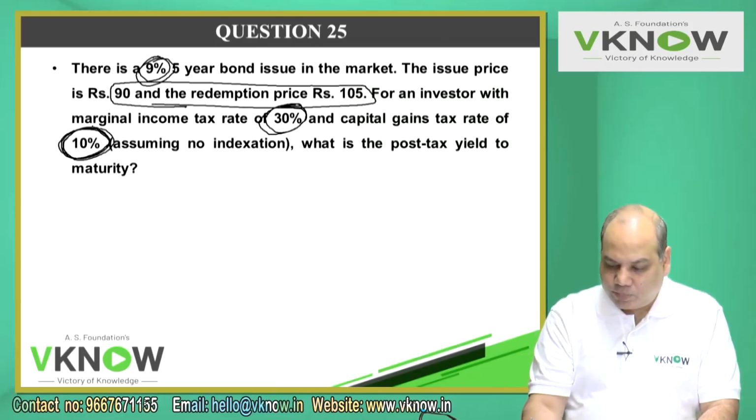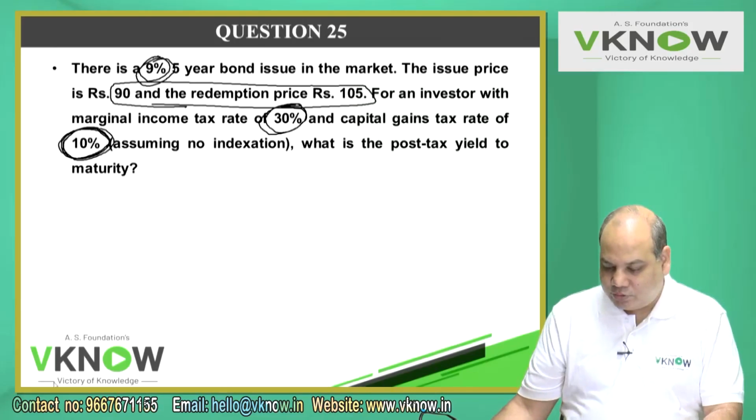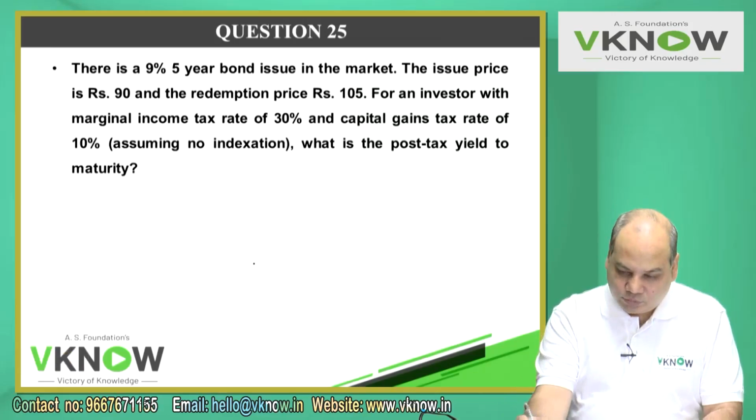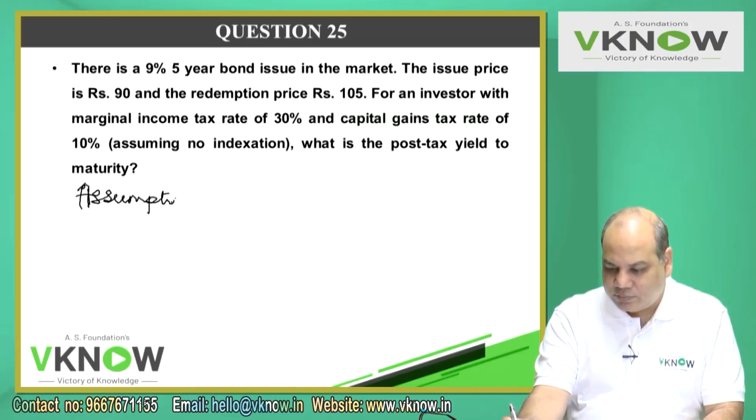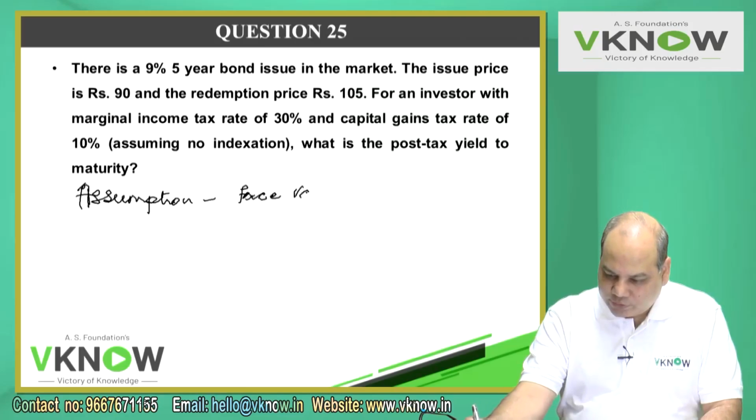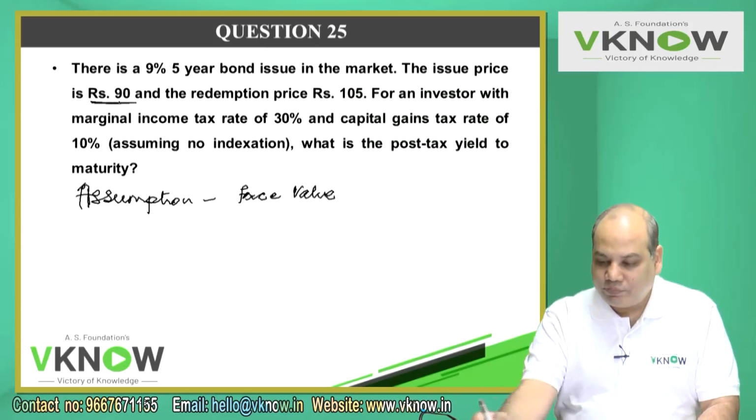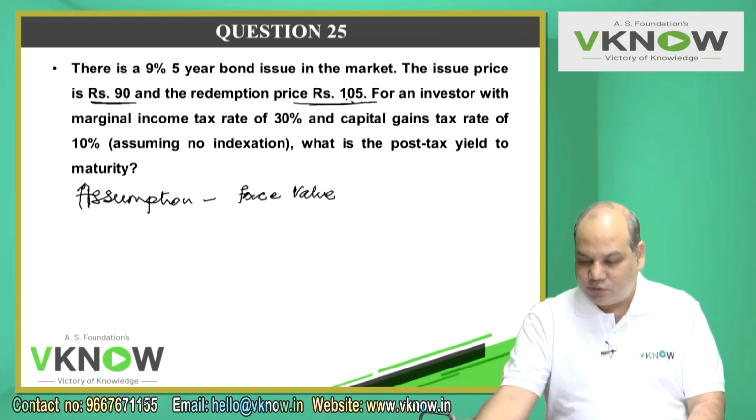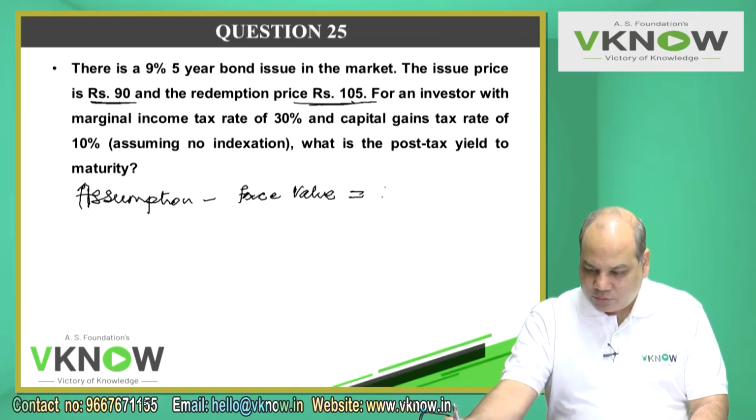Now in this question, one important piece of information is missing. Search for that missing information. So what is the missing information? Have you located what is the missing information? The missing information is face value. Face value is not given. 90 rupees is issue price, 105 is redemption price. Face value is not given, so assumption: face value is rupees 100.